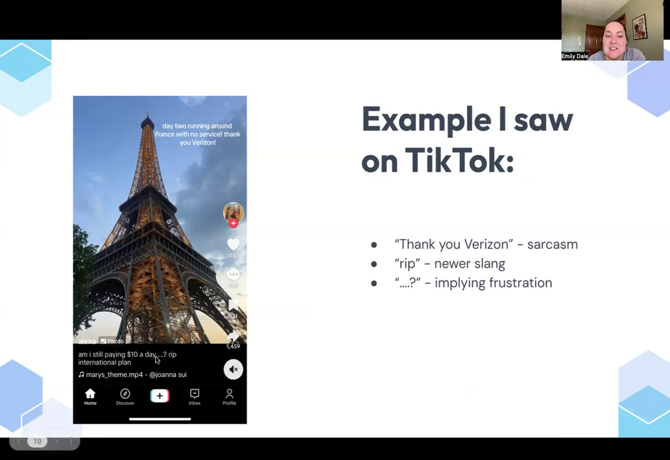And then, am I still paying $10 a day? That's implying more like frustration, like, are you kidding me? But if a sentiment dictionary was looking at this, it honestly might ignore the punctuation. It might not understand that this is like, hey, are you kidding me? Come on. So in essence, this is a perfect example where if Verizon was scraping the web for times that it was mentioned, it would see this as maybe a positive. Clearly it's negative. So just some examples of when it doesn't quite work as well.